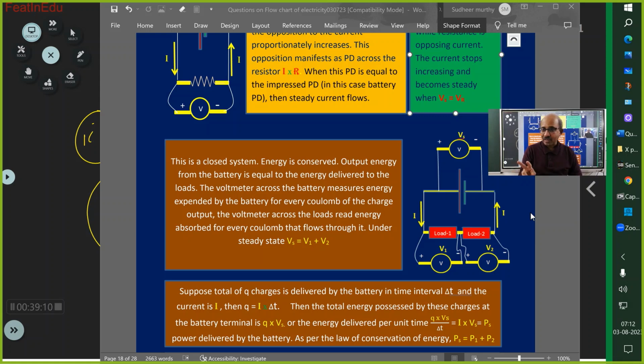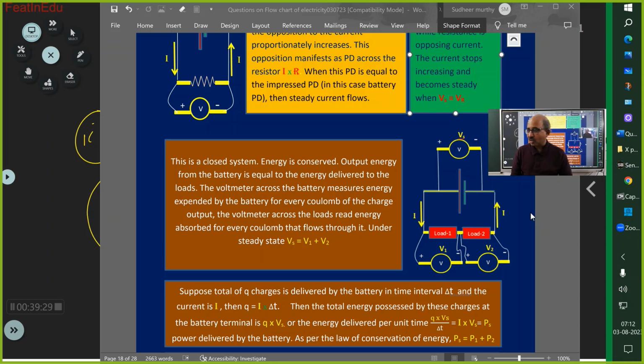That is when you are connecting it across a resistor or load. But if you are connecting it across a battery, it only measures potential difference, because a simple open circuit battery is not giving out energy. Only if you connect it to a load, it will give energy. Got it now? Yes, sir.